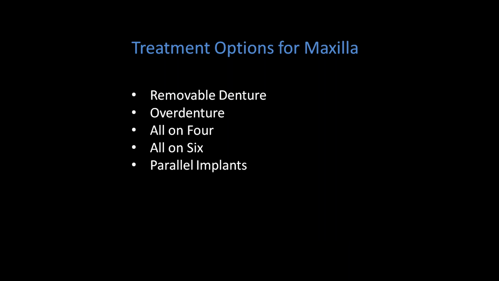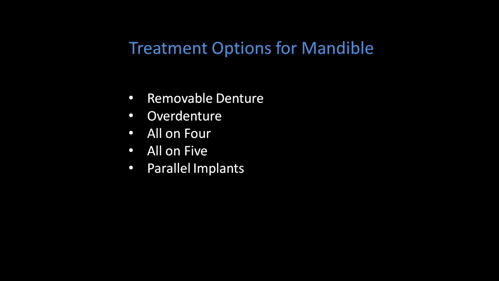And he was frustrated with his existing teeth and said that he knew that they needed to be extracted. So our options to provide for this patient included either A, a removable denture, B, some type of overdenture, C, all-on-4, D, all-on-6, or E, parallel implants. In the lower arch, we were to either provide a removable denture, an overdenture, all-on-4, all-on-5, or parallel implants.